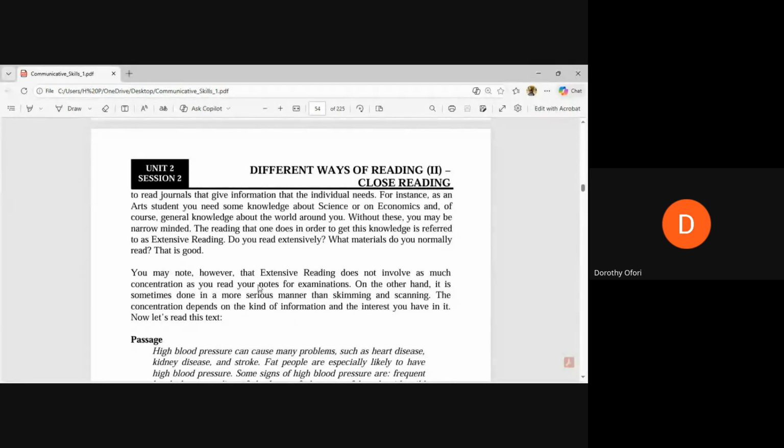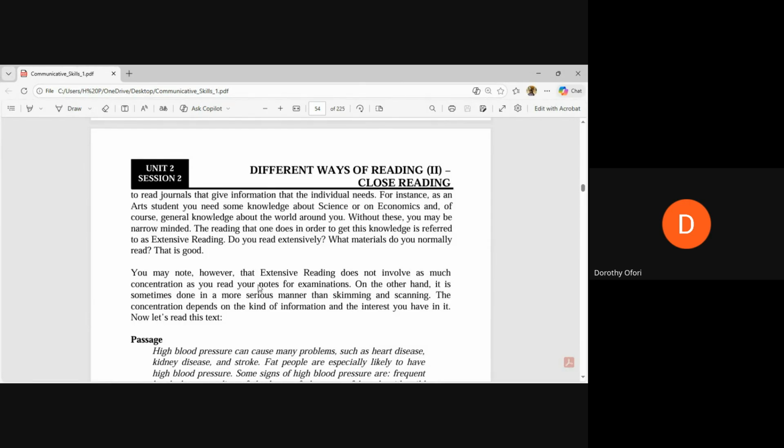Okay, now let's look at this. Sometimes these are the materials that we read when we are dealing with extensive reading. We can look at novels, we can read newspapers, we can read magazines. Then the purpose of extensive reading is, one, to improve our vocabulary. We want to read and get a lot of words for when we are speaking. So we do extensive reading.